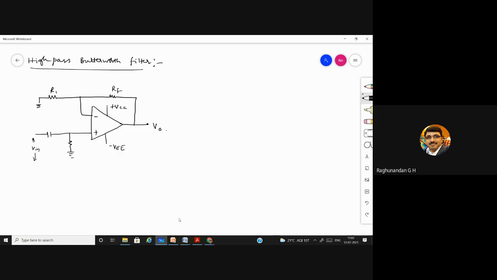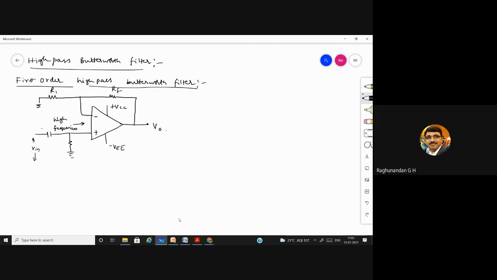So this is known as first order high pass Butterworth filter. Here it is going to allow the high frequencies.